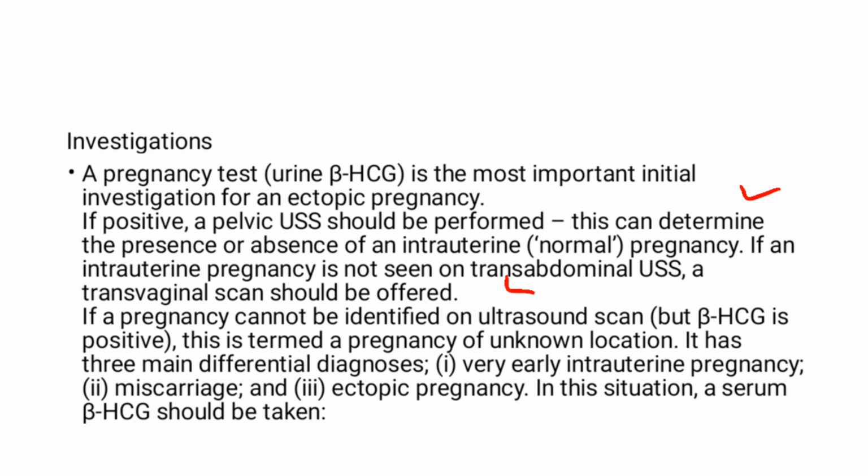Then if a pregnancy cannot be identified on ultrasound but the beta HCG is positive, this is termed a pregnancy of unknown location. It has three main differential diagnoses. One of them is a very early intrauterine pregnancy. The other one is miscarriage. The last one is ectopic pregnancy. So in this situation, a serum beta HCG should be taken so that you know if someone is having a suboptimal beta HCG.